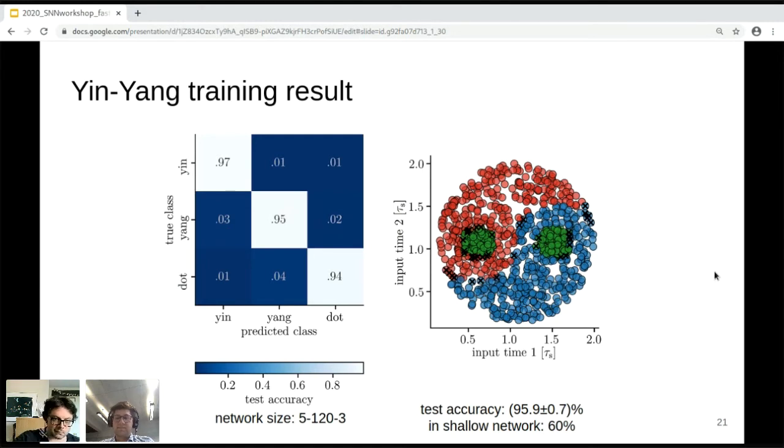And this is shown again in the accuracy. So we achieve nearly 96% accuracy, which is far above what a linear classifier would achieve. So it's 60-65%. This shows that backprop is working in our setup with our exact algorithm.